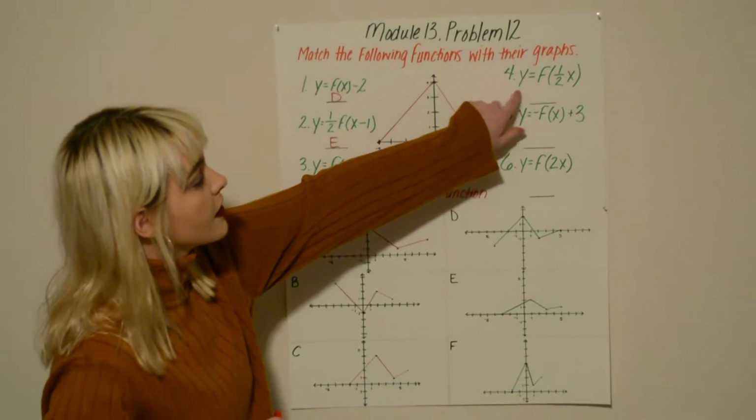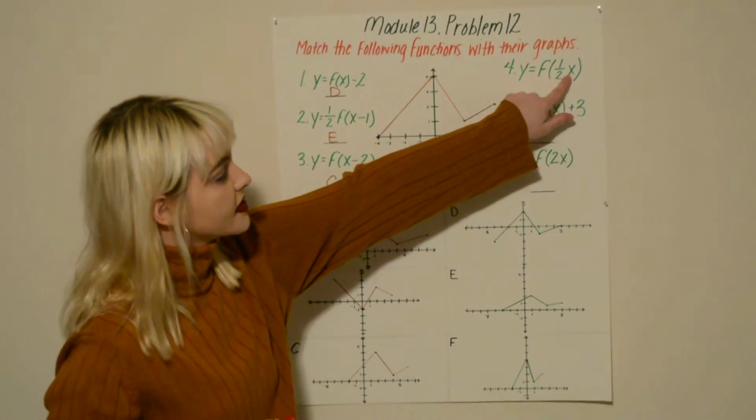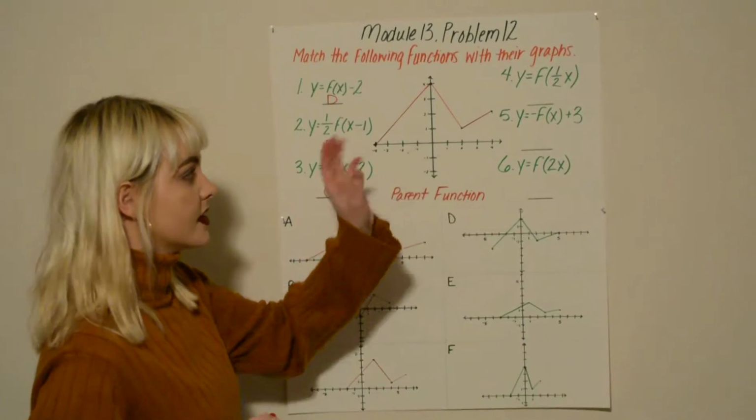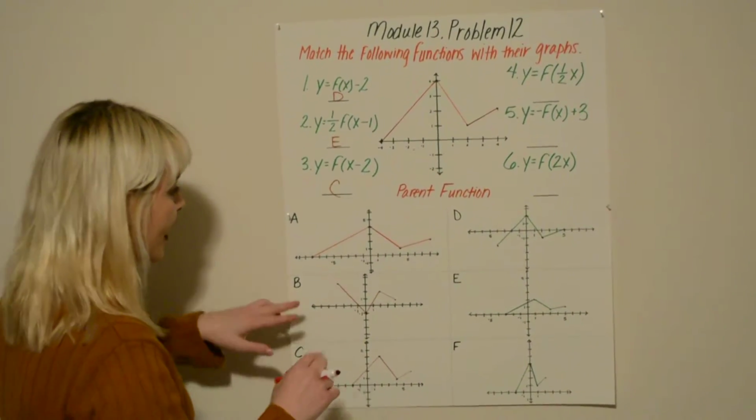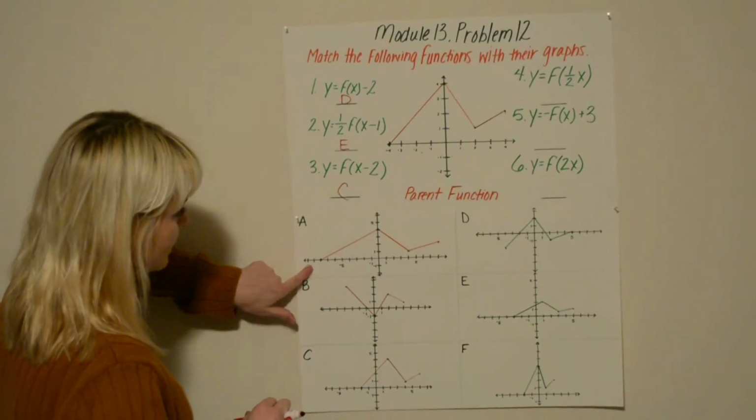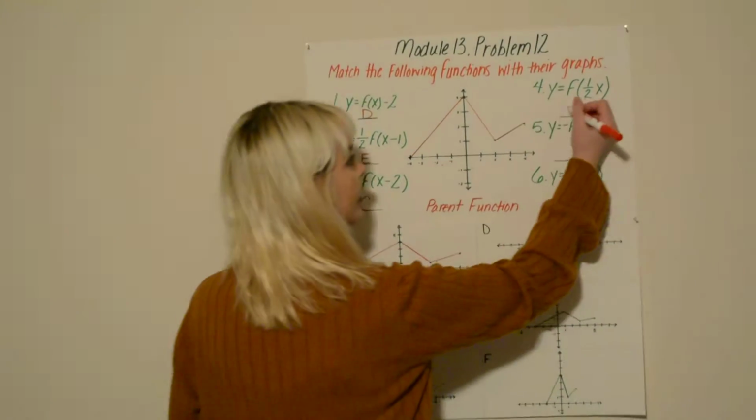For 4, the x is being multiplied by 1/2 inside the parentheses, so that will stretch the graph. So the graph that best fits that is A.